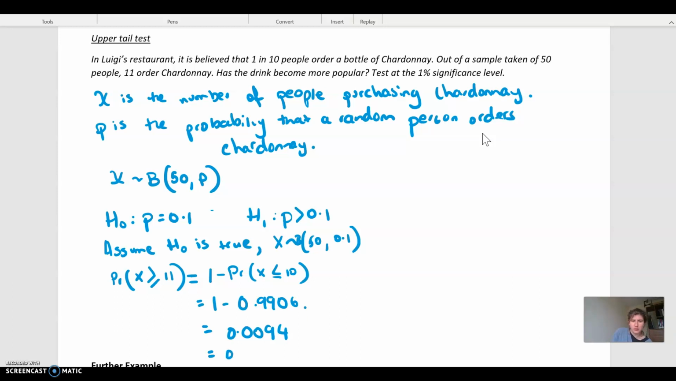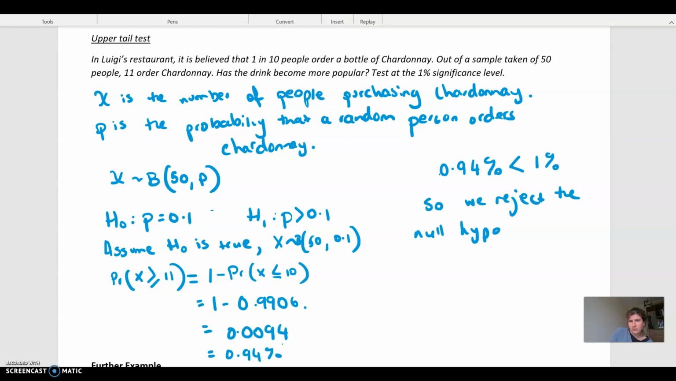If we convert that into a percentage, we get 0.94%. Now, we were testing at the 1% significance level. So if that percentage had been greater than 1%, we would accept our null hypothesis as being true. But because that's less than 1%, we now need to evaluate it. I'm just going to do it on the side here because I'm running out of room. 0.94% is less than 1%. So we reject the null hypothesis as being true.